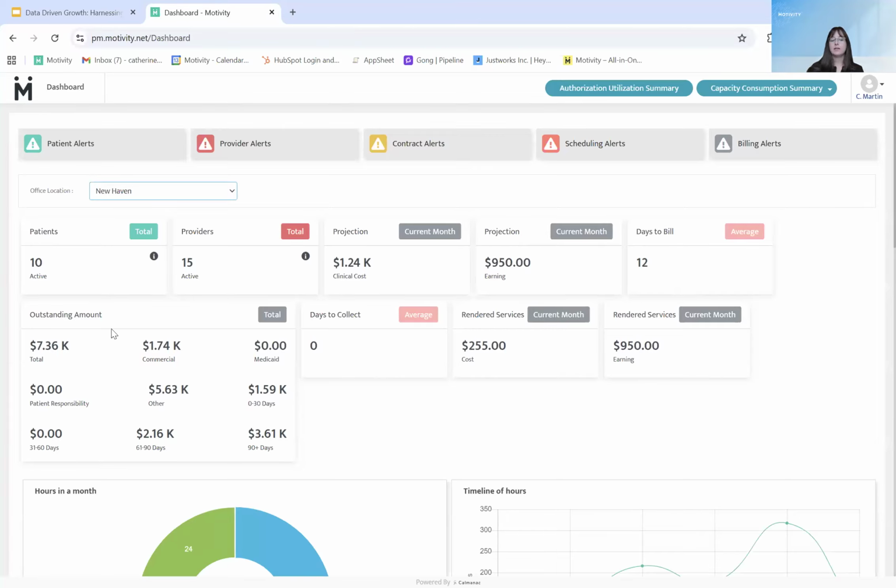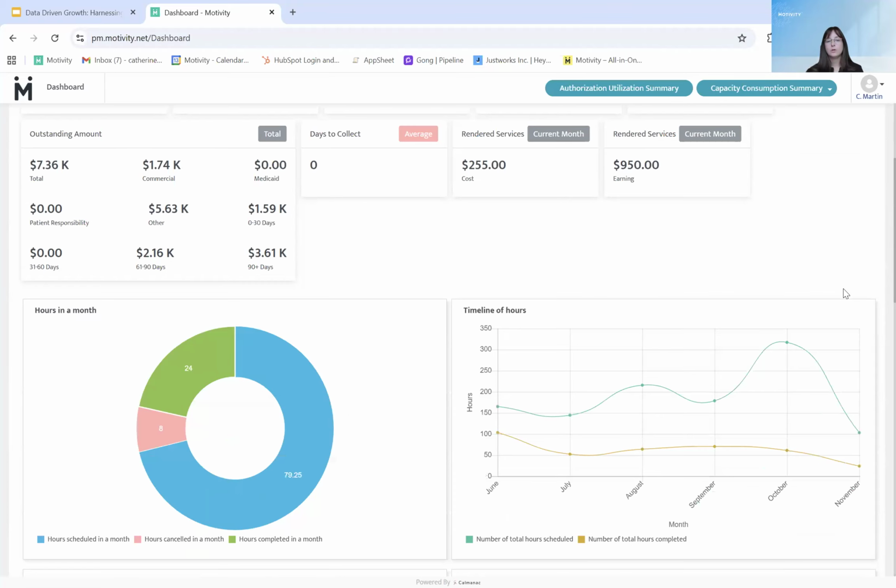We break down the outstanding amount, both the total as well as the different funding types. So you can see if you're noticing that the outstanding balance is always with one specific payer, Medicaid versus commercial payers, being able to look at those types of trends. That's going to help you also make sure you do have a diversified funder landscape so that you can have the cash flow that you need to keep your doors open. We can look at the average days to collect, the cost for rendered services, as well as the projected earnings.